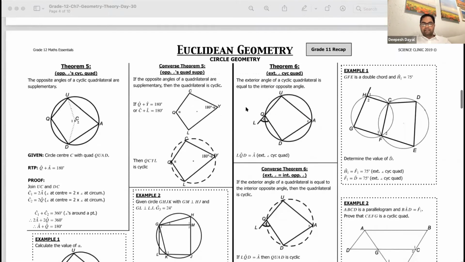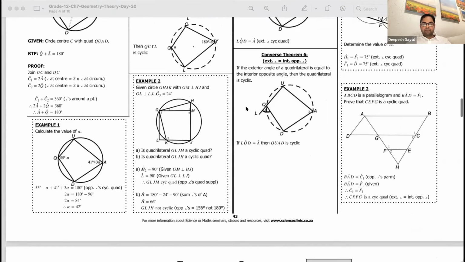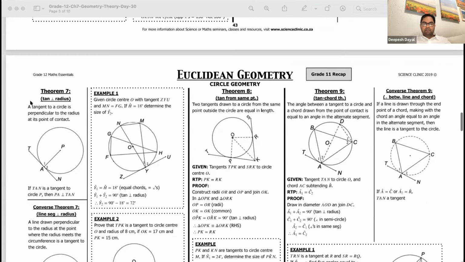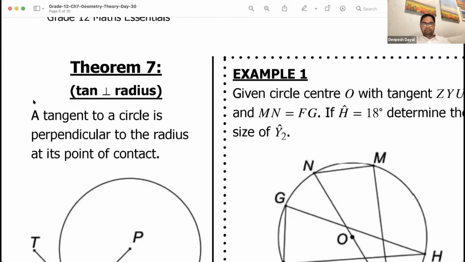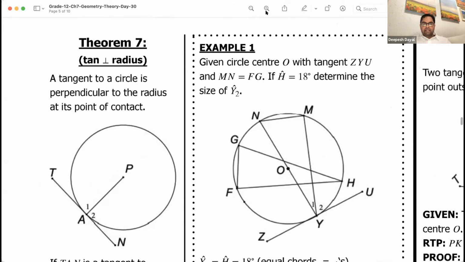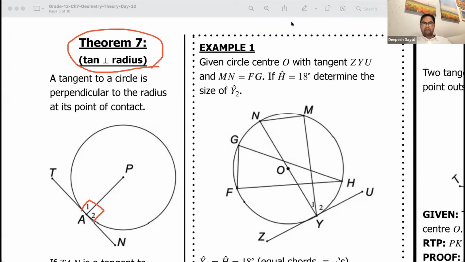Then we have theorem 7, which is tangent is perpendicular to radius. If you've got a tangent, it is perpendicular to the radius. So here's the tangent TAN, and it's perpendicular to the radius PA. So this is 90 degrees. Okay, that's theorem 7.